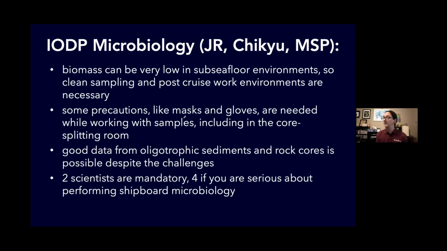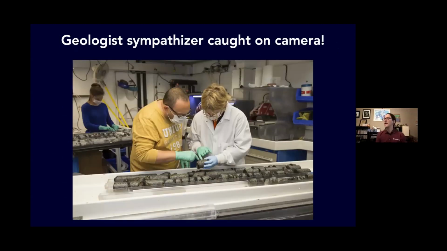And if you're looking for a project where microbiology is a large part of it, 3 or 4 microbiologists is much better. You'll be able to actually do experiments. With 2 scientists, you can essentially collect the samples and process them. With 3 to 4 scientists, you can start doing some experiments shipboard. And I mentioned some of the precautions to think about.